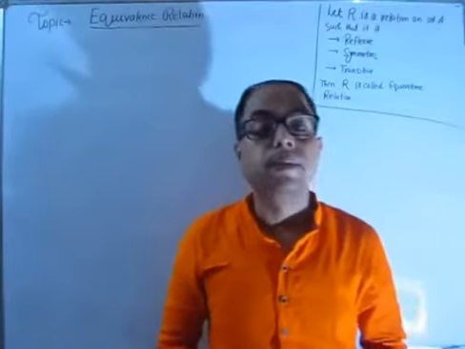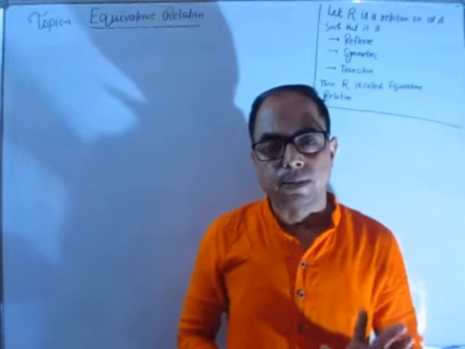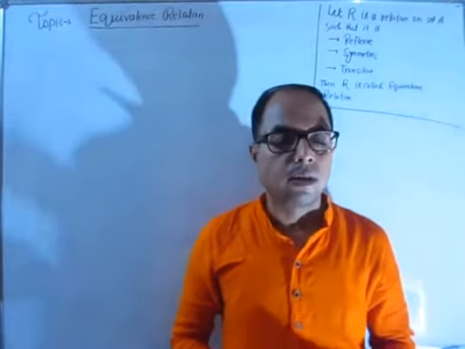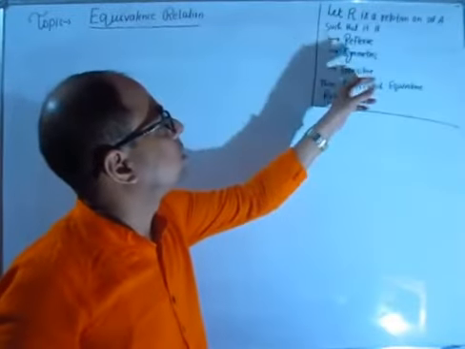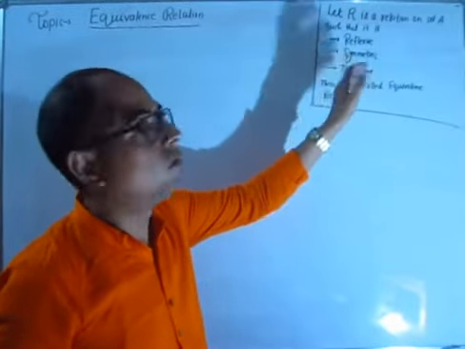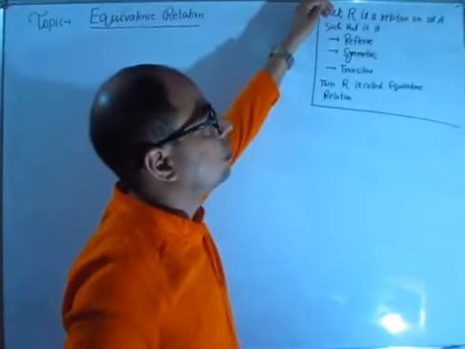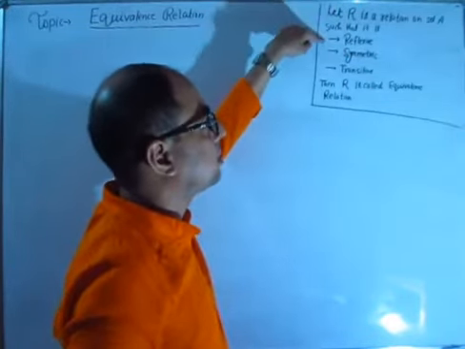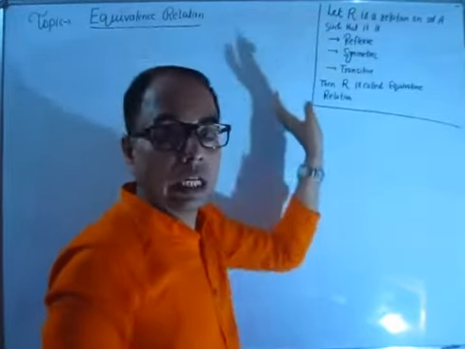Now this is lecture 3 of the chapter Relation. In this lecture we are going to discuss the transitivity of the relation. For an equivalence relation, what is the condition? For any relation to be an equivalence relation, it must be reflexive, symmetric and transitive. Then only the relation is called an equivalence relation.